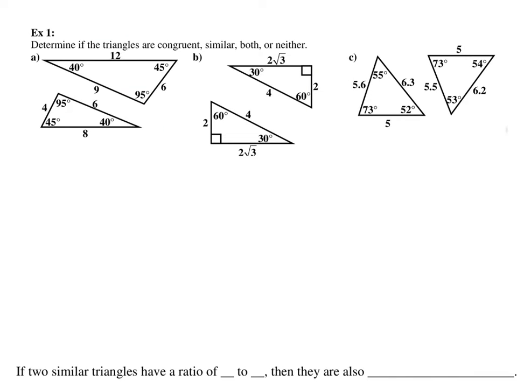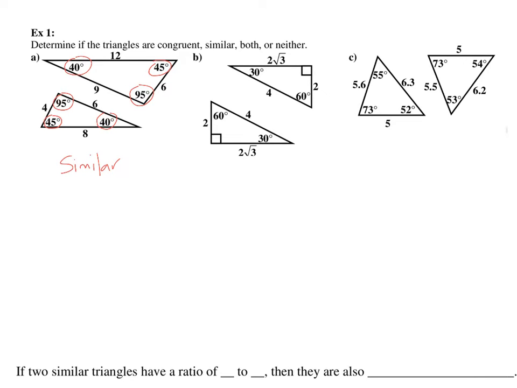All right, example 1. Determine if the triangles are congruent, similar, both, or neither. Looking at part A here, I know that all of the corresponding angles are congruent. And then let's see, what else do I have here? I know that they're similar just based off of that alone, because remember the shortcut AA?